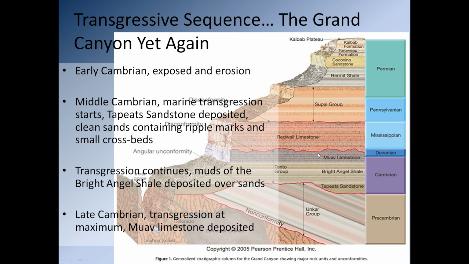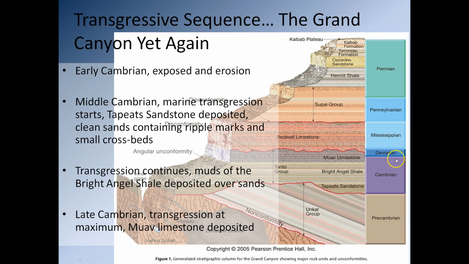So what about this transgressive sequence? What kind of evidence do we have that it took place? Well, once again, we're going back to the Grand Canyon. I know it's come up a couple of times, but here we are again. At the Grand Canyon, we have early Cambrian rocks that are exposed and eroded.